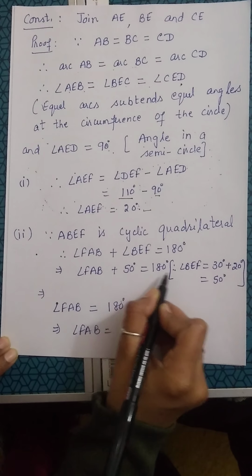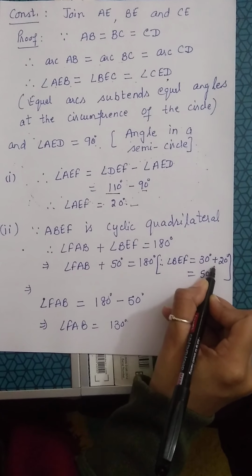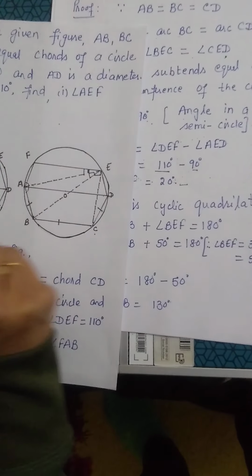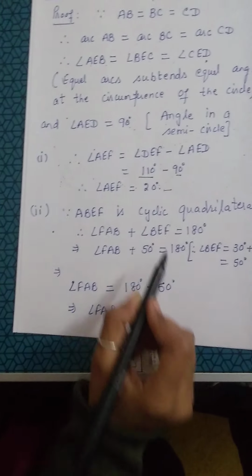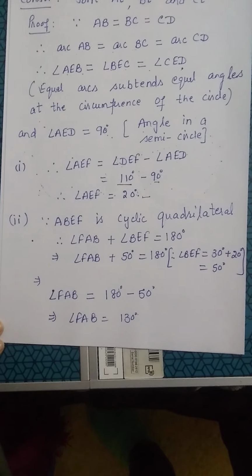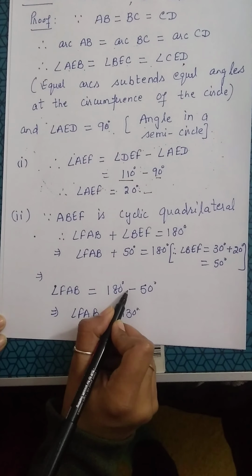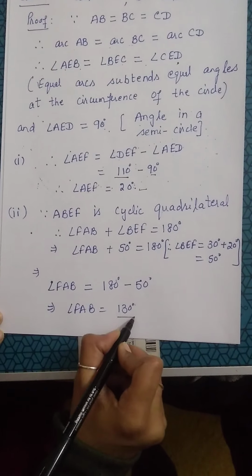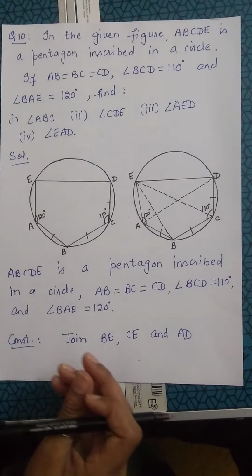Now how is BEF coming out to be 50 degrees? 30 degrees plus 20 degrees. We know this is 20 degrees, we've already got that, and this one angle is 30 degrees. So therefore BEF is coming out to be 50 degrees. Therefore angle FAB is equal to 180 minus 50, that means 130 degrees. So this is how we get the value of angle FAB.